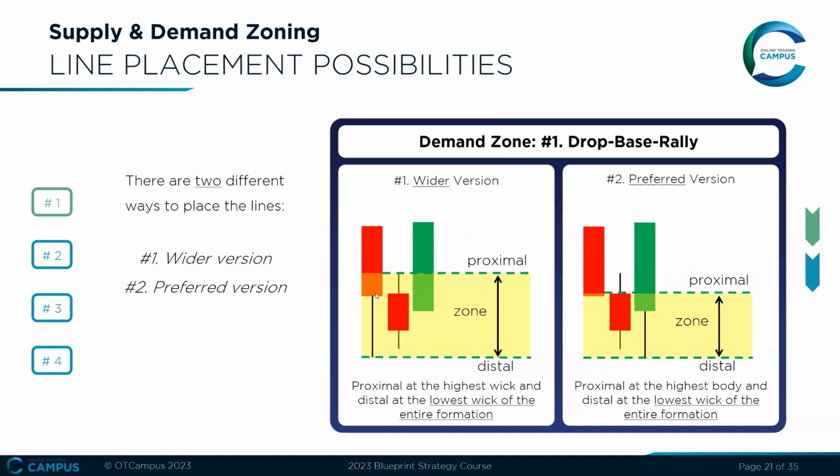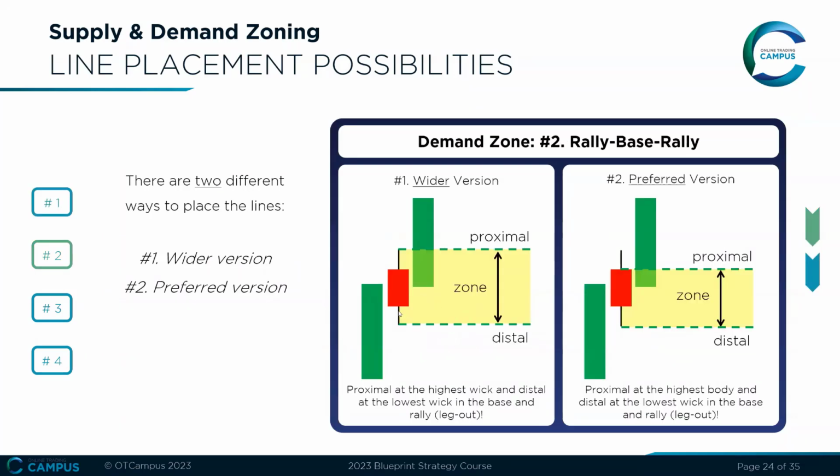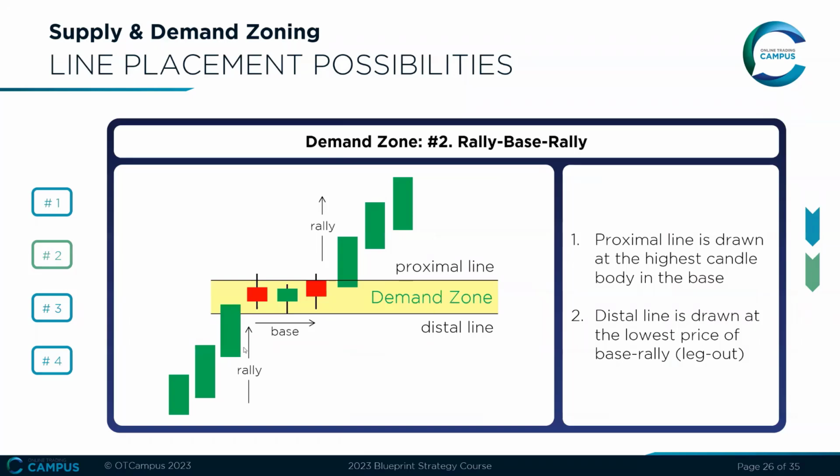And the difference to this is we would also cover ourselves with potentially the entire formation, where we're also looking at the leg in, as well as the base, as well as the leg out. And here we're only looking at the base versus the leg out. The leg in, in terms of the wicks, doesn't matter. So here's an example with 3 candles in the base again, showing the preferred version as we use the upper body of the basing candles. So the proximal line is drawn at the highest candle body of the basing candles, and the distal line is drawn at the lowest price of the base rally.